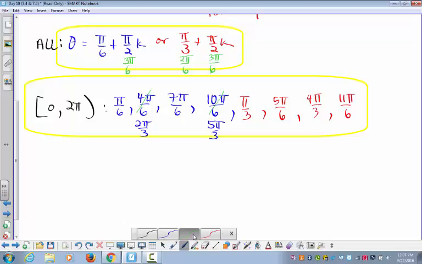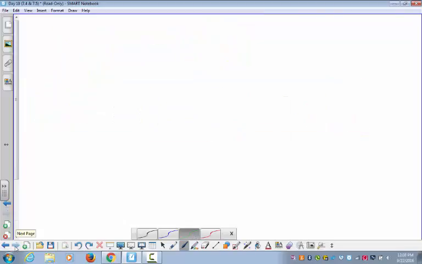All right, you get the idea? All right, now you try this one. I'll give you less than 8 solutions. So let's, you guys do cosine of 2 theta is equal to, let's do minus 1. Cosine of 2 theta is equal to minus 1.